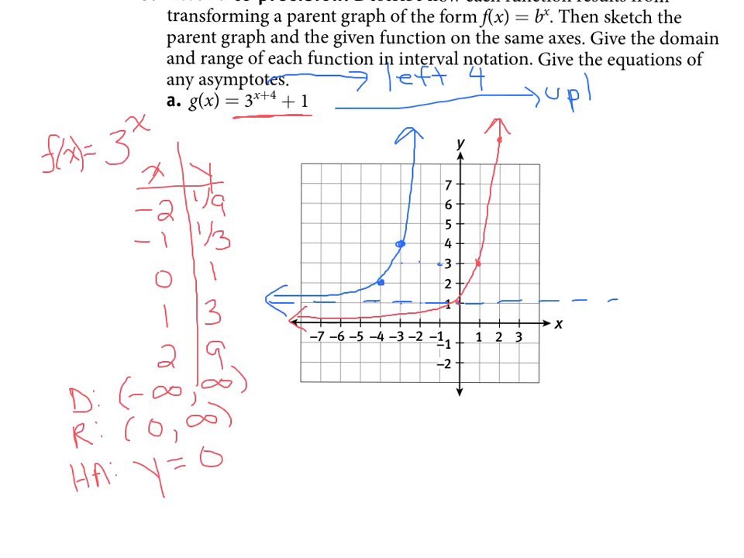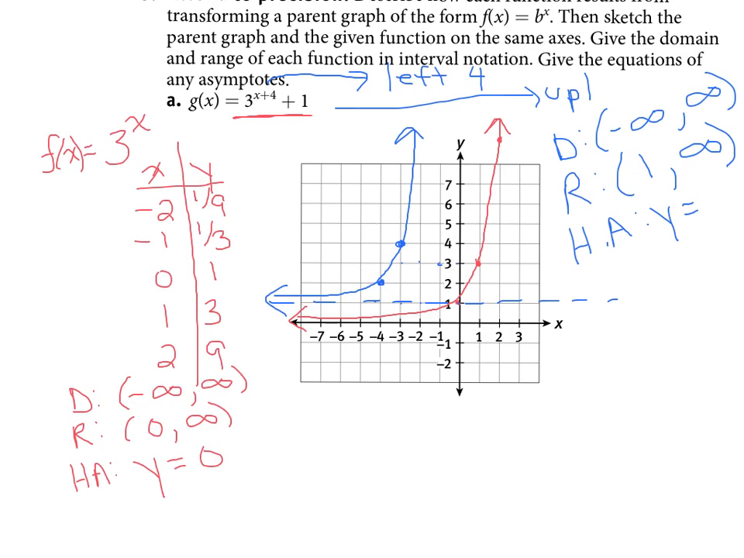Here's my new graph. The domain is still all real numbers, -infinity to infinity. The range, now it has a boundary line at 1, so it starts at 1 and goes to infinity. That horizontal asymptote changes because we shifted up, so it also changed our range.